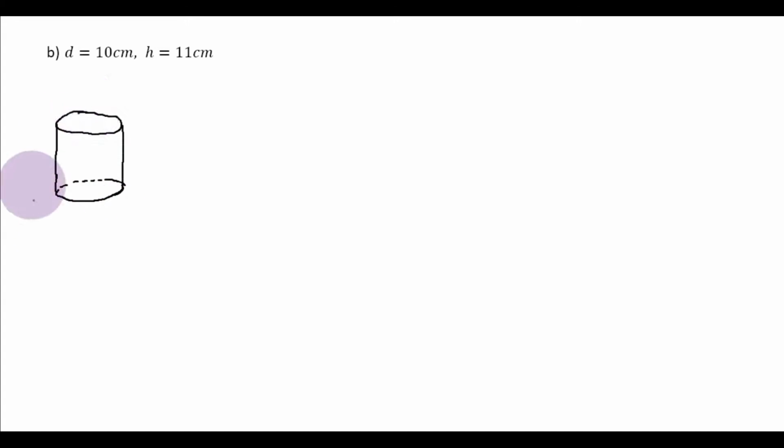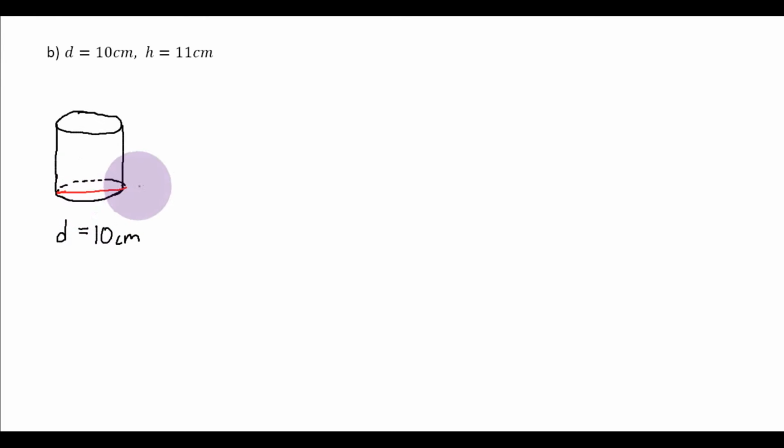Alright, so I have a cylinder up on the screen. The next thing I want to do is fill in this information. We know the diameter is 10 centimeters. Let's just write that down below. D is equal to 10 centimeters. If you remember, the diameter runs straight through the center of the circle, but its endpoints are touching the edge of the circle at two different points. Therefore, the diameter is running straight across the circle.